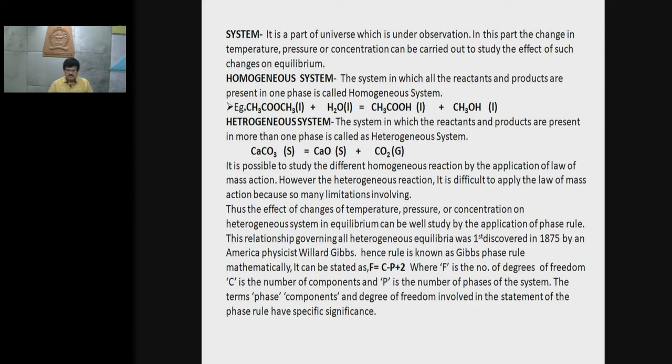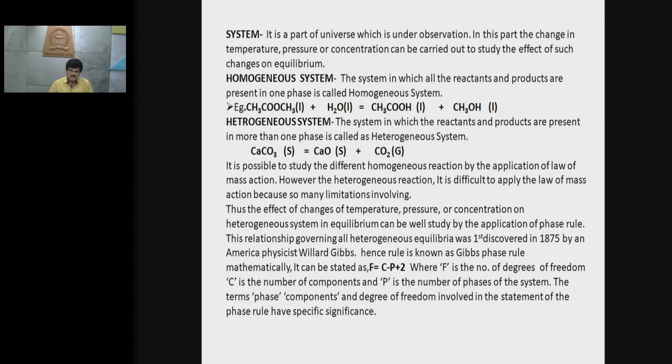The homogeneous system is the system in which all the reactants and products are present in one phase. So the system in which all the reactants and products are present in one phase is called as homogeneous system. For an example, hydrolysis of methyl acetate. If you look at the hydrolysis of methyl acetate, we come to know that the products of this hydrolysis are acetic acid and methanol. So in these reactions, all the reactants and products are present in one phase.